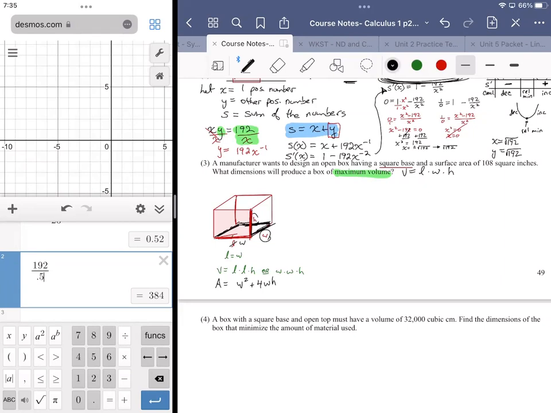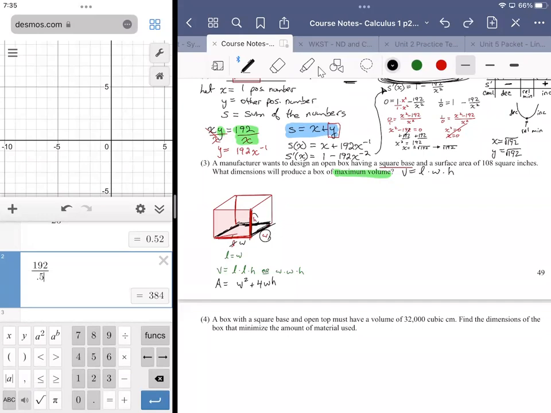We don't care about the top. They said it's an open box. A rectangular solid has 6 sides. If I'm disregarding one of them, I should have 5 sides. I have 4 of the WHs and 1 side valued at W squared. That's 5 sides accounted for. So we're in good shape here.